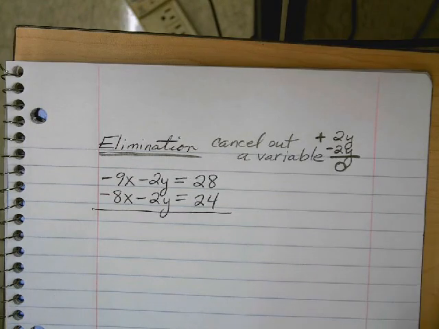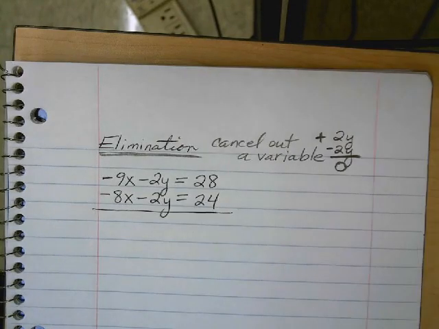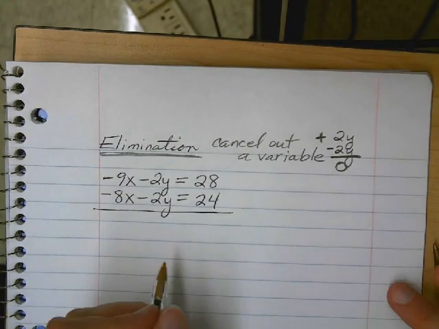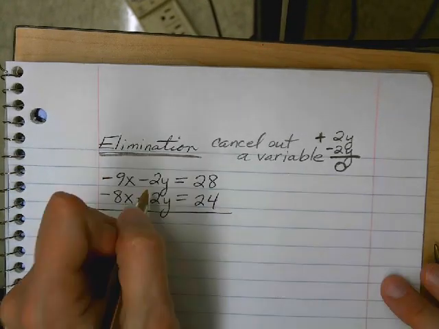Eliminate something. So, right now, Samantha noticed they both say negative 2y. Or Savannah. I said it wrong. Savannah! I want to call her Samantha. It's Savannah. Okay.